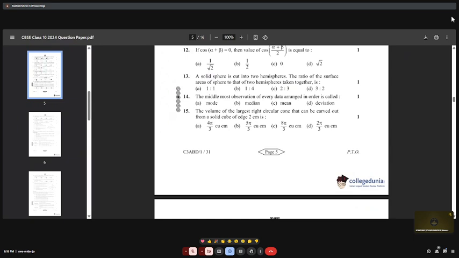Solid cube of edge 2 centimeter. No, there is a cube of edge 2 centimeters. So now we have to, tell me which option are you getting?